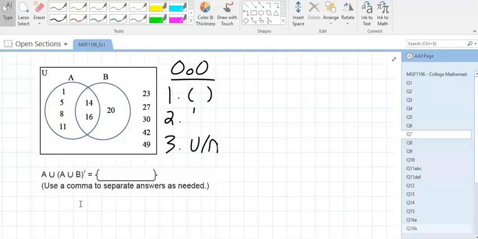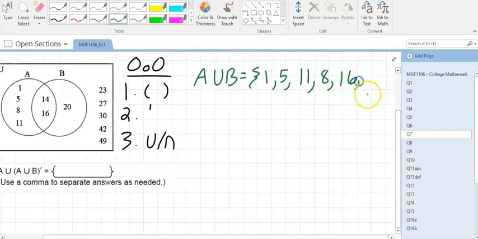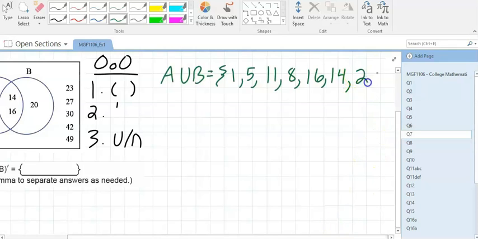So I need the union of A and B. I need everybody in A and everybody in B. So what numbers are in the circles A and in the circles B? 8's there too. 14. And I wrote 16 instead of 14, but yes, it's in there. And 20. So there's everybody in A union B. That's all the numbers in both circles.